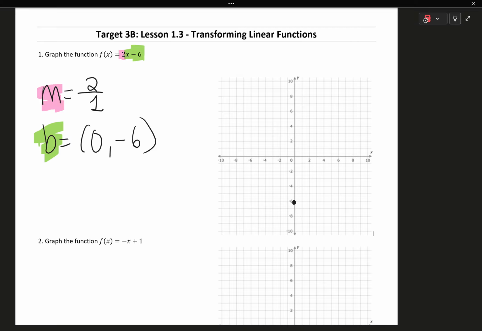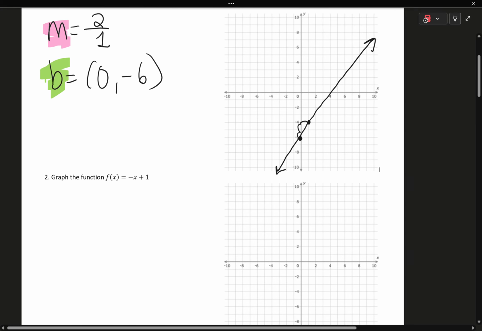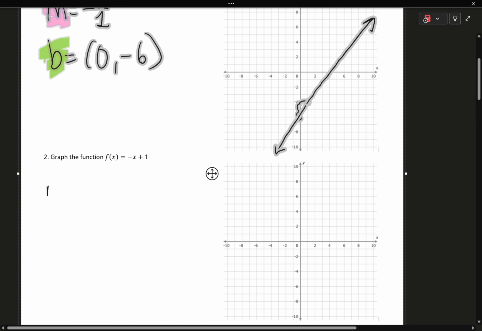And then we're going to move up 2 spaces, to the right 1 space, and that is all we need for our line. Make sure to use a ruler or your ID. I'm doing this on the tablet, so it's not going to look that good. But we connect them in as straight of a line as possible throughout the whole graph. Let's do that again for number 2.